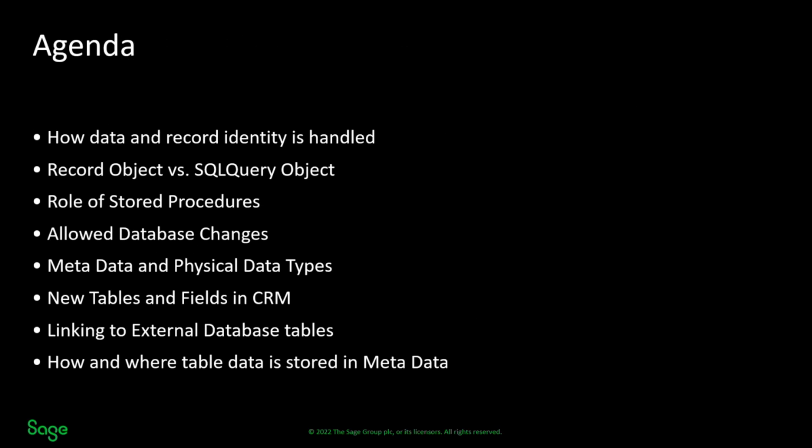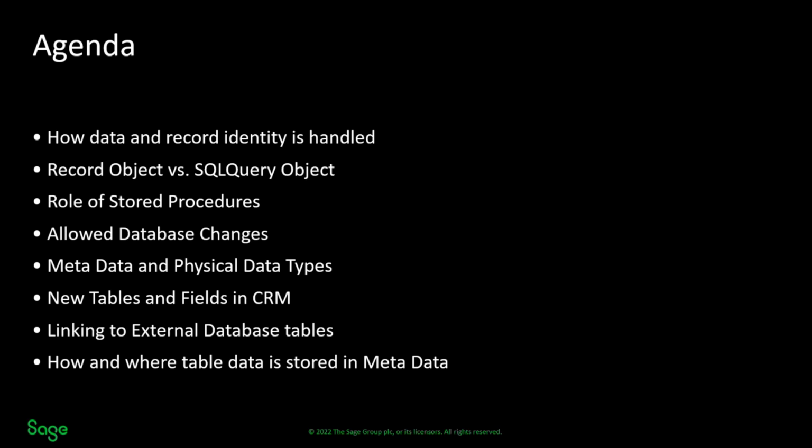Some of these are aimed much more for people working with existing projects rather than new projects, and looking at how Sage CRM has developed over time and left a couple of points that we really need to be aware of as the architecture of Sage CRM changed. So we'll be looking at questions about how data and record identity is handled historically and how it's handled now, but it does mean systems that have upgraded may still be using the old mechanism, and that has an impact on any coding that we do.